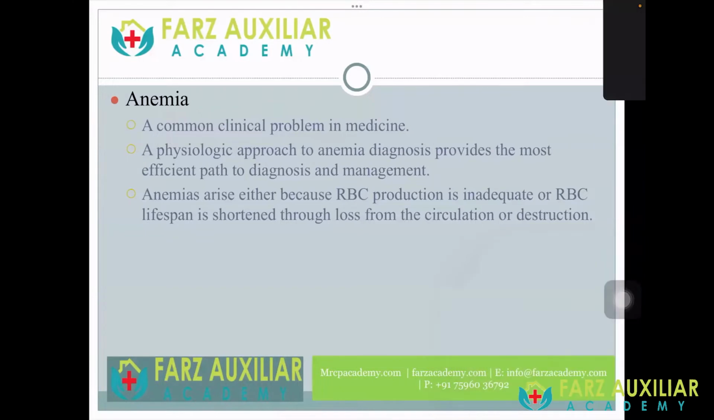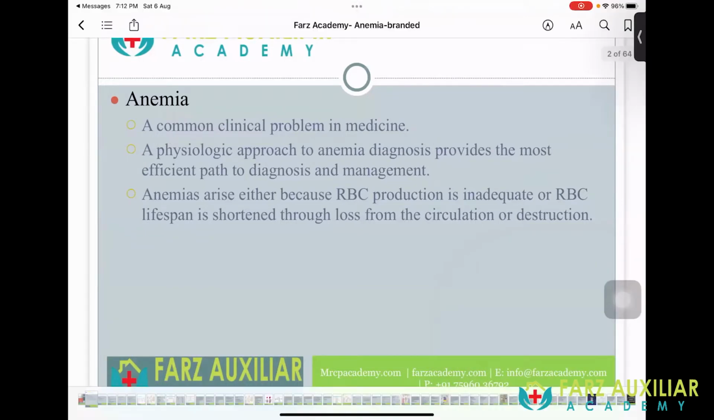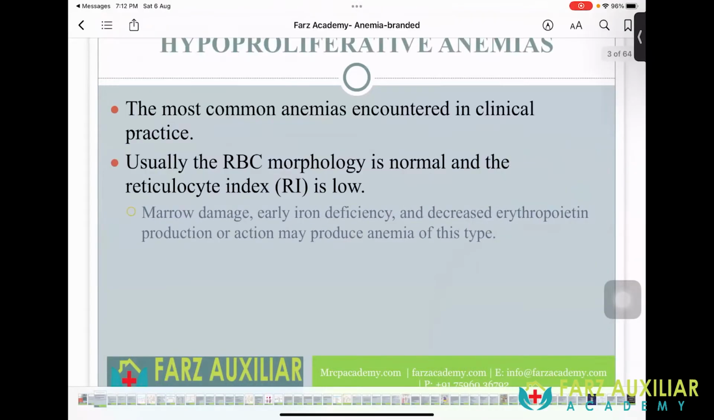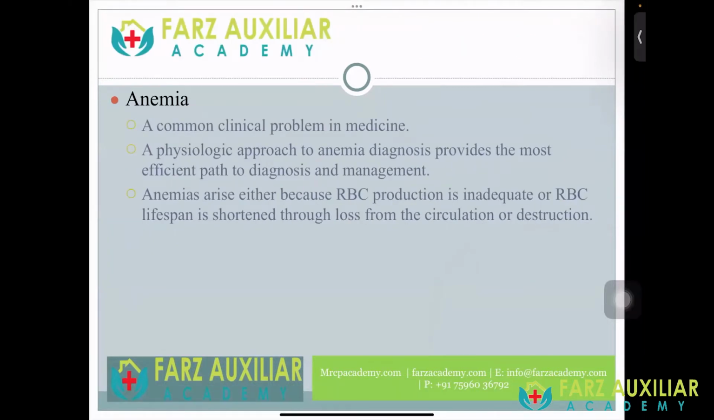So we understand that anemia is the most common clinical problem in our field of medicine. Now, questions are asked about your approach to the diagnosis of anemia. So the most important part, I reckon all of you are preparing for MRCP part 1 right now.